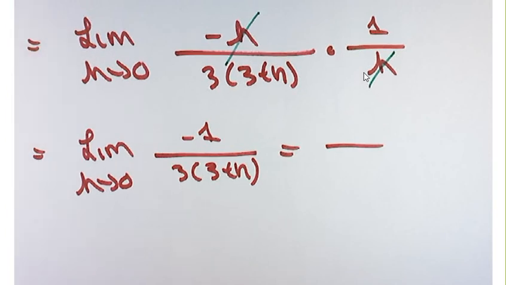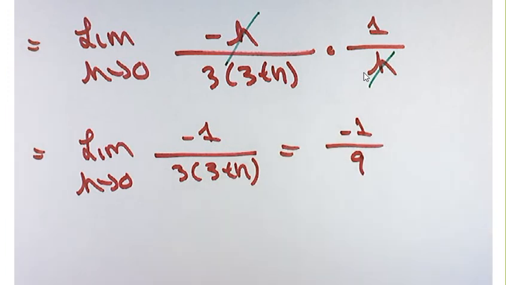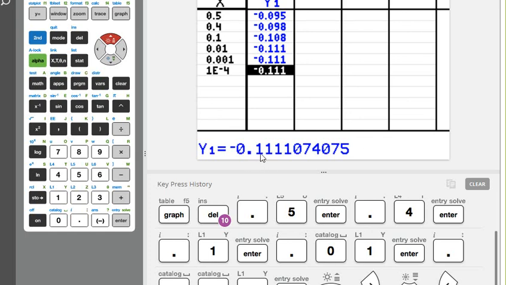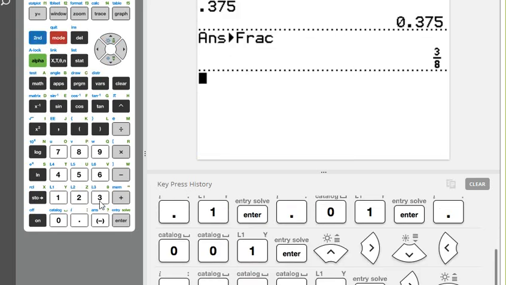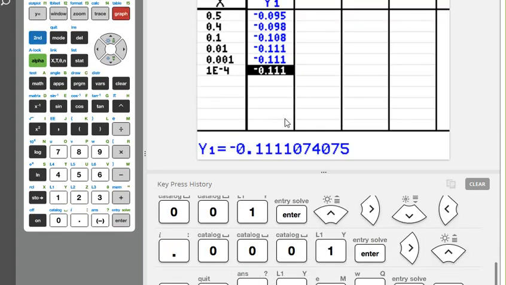What would that limit be? Jack? What would the limit be? Negative 1/9. Excellent. And now let's go back and check something. So I'm getting this number here, negative 0.111111. Let's compare that to negative 1 divided by 9. Negative 0.111111. Does it look convincing? Yeah. If you look at our table, the values are getting closer and closer to negative 1/9 numerically.